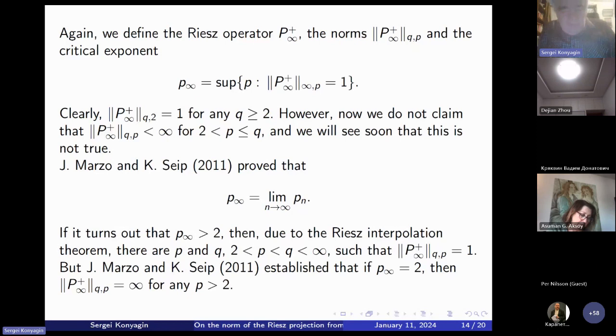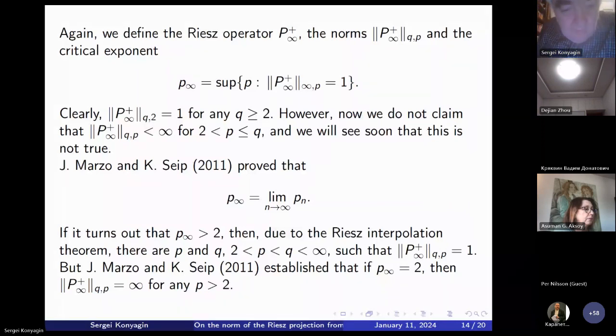And what was proved in the same paper by Marzo and Seip: they consider the limit of critical exponents p_n as n tends to infinity. You see that p_n is a non-increasing sequence, and all elements of this sequence are greater than 2. So p infinity is at least 2. But in that paper, Marzo and Seip did not determine if p infinity is 2 or not.